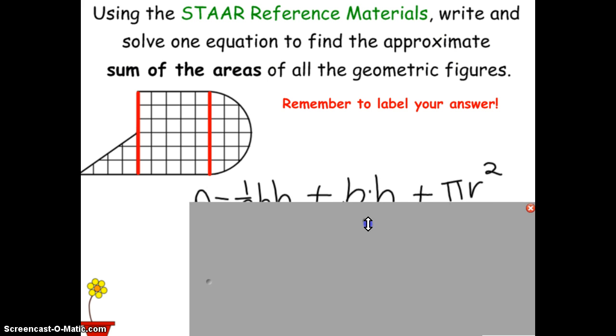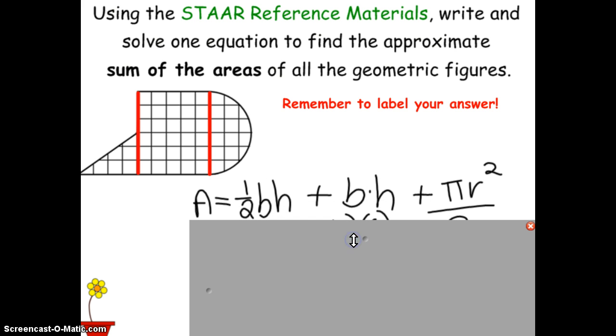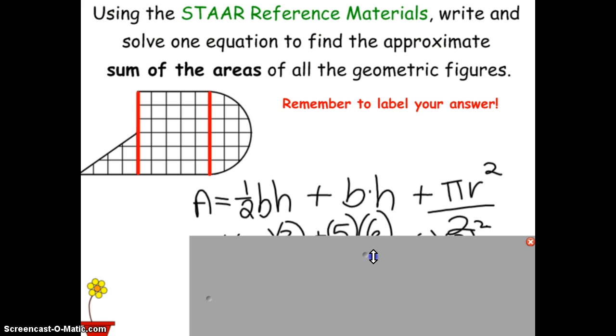When we're looking for composite area, or area in general, we always want to make sure we start by writing down our formulas. So the area of a triangle is 1/2 base times height, plus we're going to find the area of the rectangle, which is base times height. The area of our circle is pi r squared, and since this is a semicircle, we're going to go ahead and divide by 2.